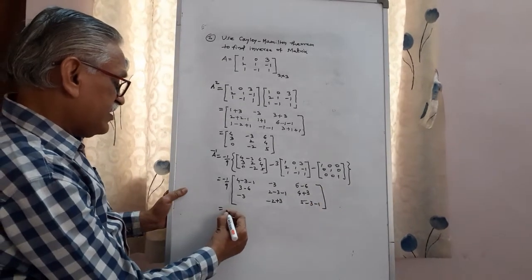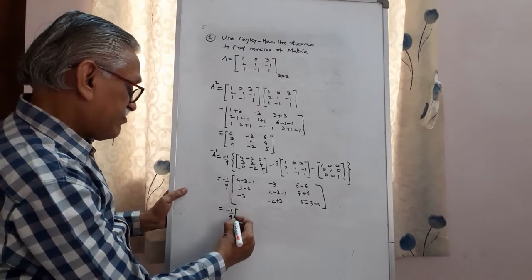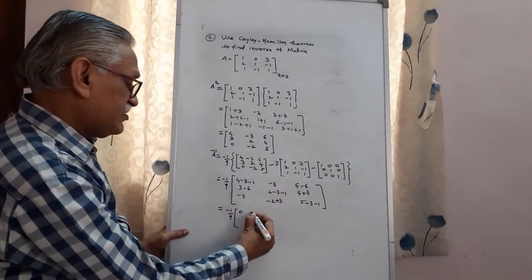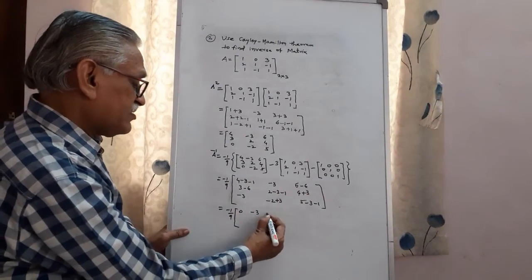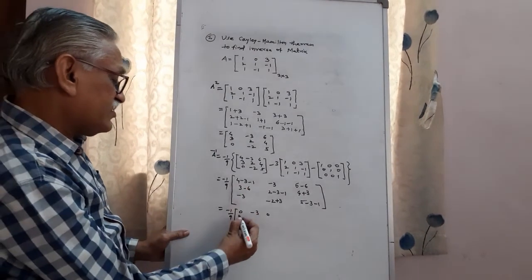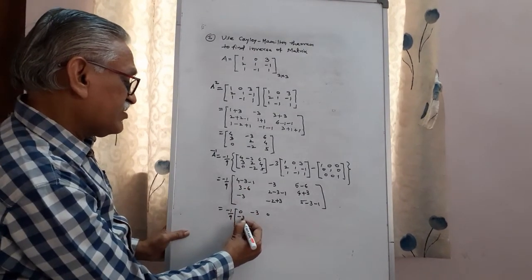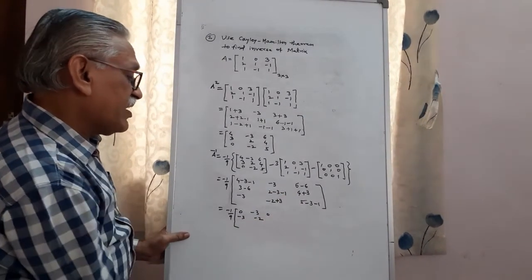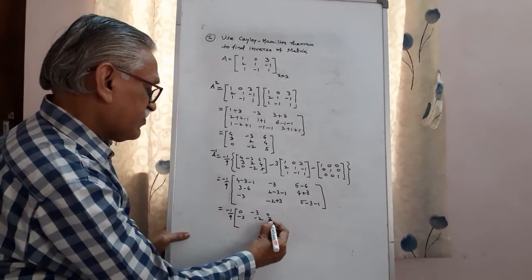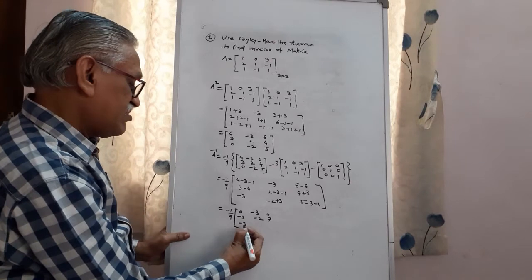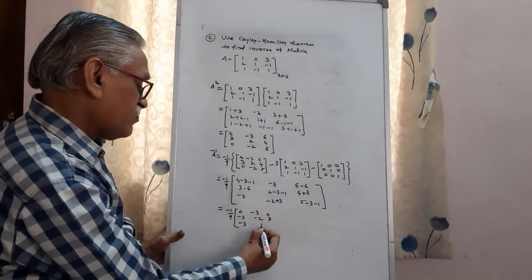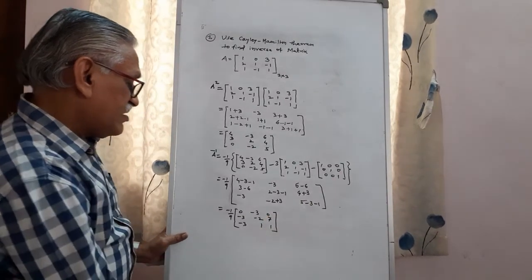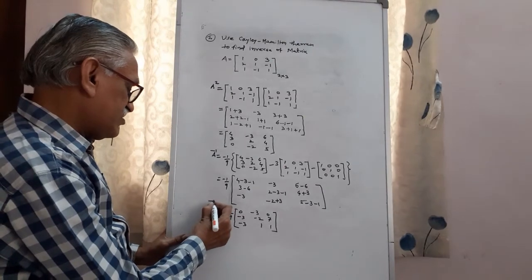And therefore it is minus 1 by 9 into 4 minus 4, we get here 0, minus 3, 6 minus 6, 0, 3 minus 6, minus 3, 2 minus 4, minus 2, 4 plus 3, 7, minus 3, minus 2 plus 3, 1, and 5 minus 4, 1. This is the required A inverse.